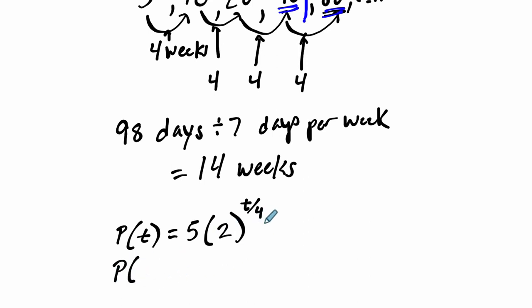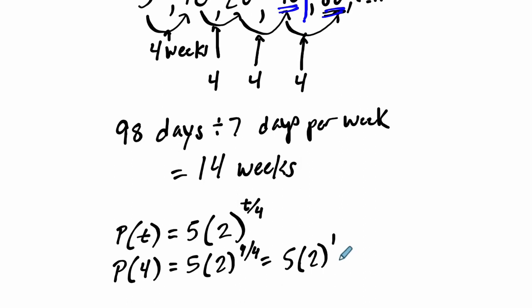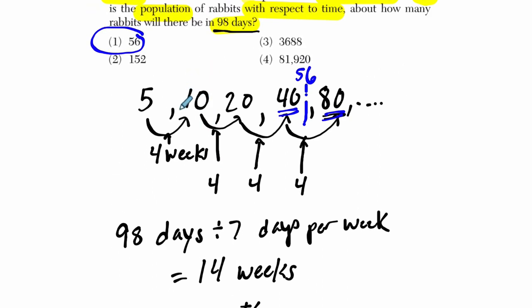And if you're not sure what to divide by, test out some numbers. In this case, I'm going to plug in 4. That's the number of weeks. The population should double one time. So it's 5 times 2 to the 4 divided by 4. And that's really just 5 times 2 to the first, which is 10. So after 4 weeks, our population is 10, which matches what we have up here in our list.